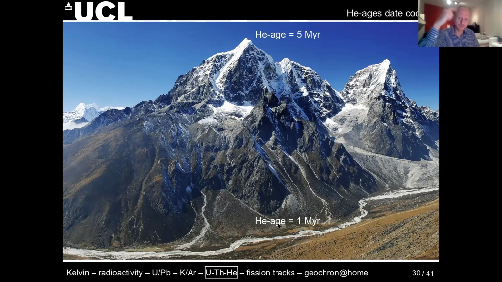The age difference between the summit and the base tells us how rapidly the mountain is rising. This is called thermochronology. It's an important branch of geochronology, important aspects of which were developed and continue to be developed at UCL.